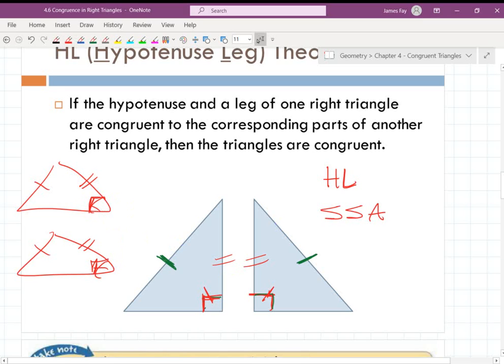Let me... Say again? That's the only time that you can use side-side angle. And instead of using side-side angle, so we don't get confusion that we can use it all the time, we rename it or relabel it as hypotenuse leg.